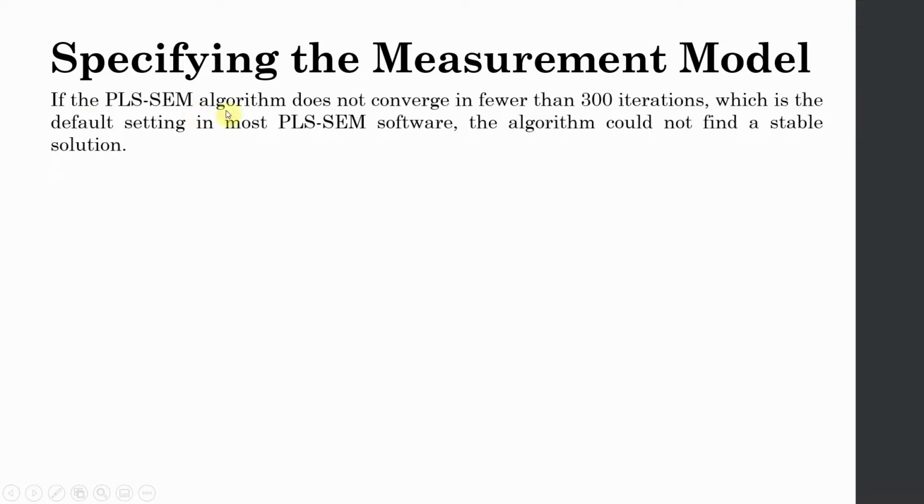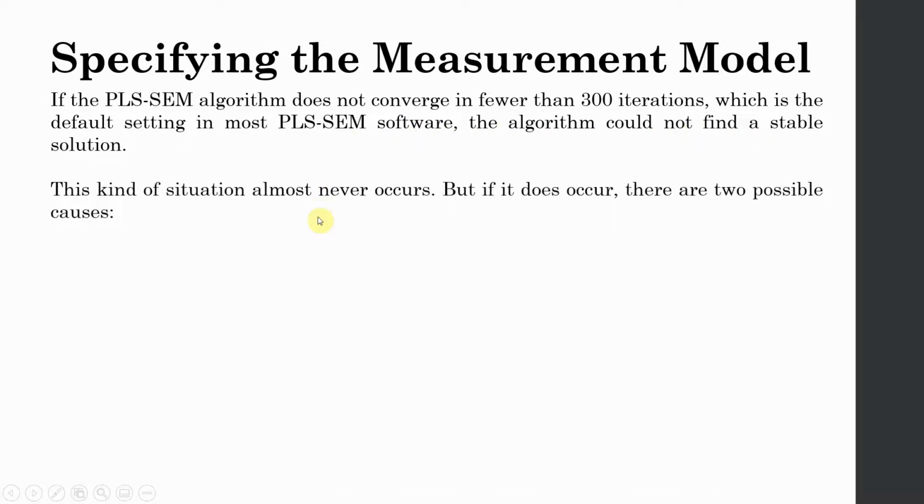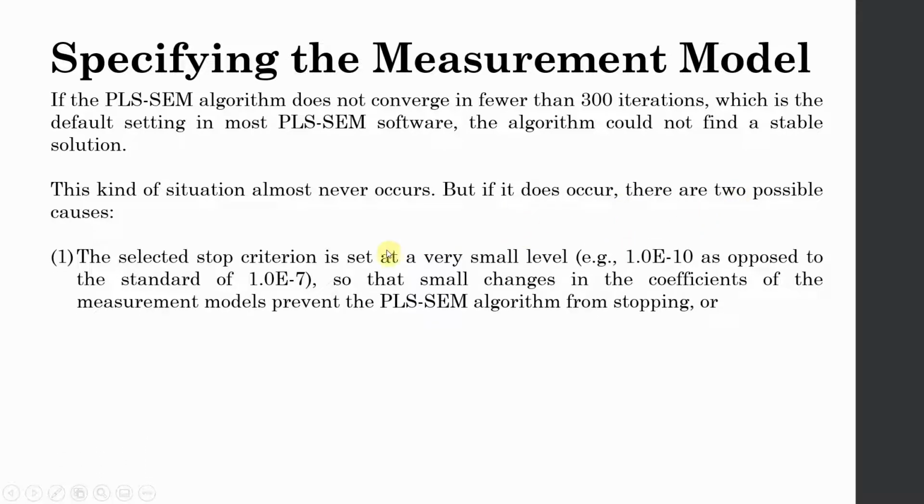if the PLS-SEM algorithm does not converge in fewer than 300 iterations, which is the default setting in most PLS-SEM software, the algorithm could not find a stable solution. Now this kind of situation almost never occurs. Because in my experience of the last 3-4 years, I've never seen a model that did not converge. However, if it does occur, there are two possible causes.